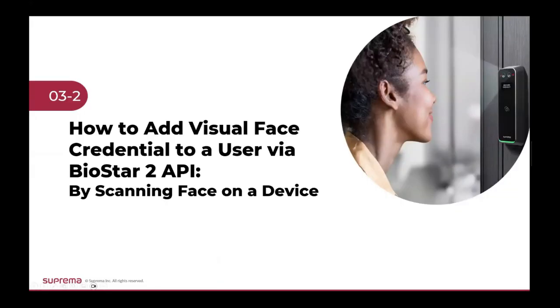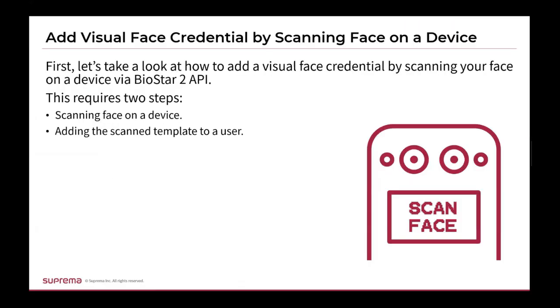So, I will show you how to add visual face credential to a user by scanning your face on a device. This method requires two steps. First, you need to scan your face on a Suprema device. Second, you need to add the scan template to a user. Let's go over each step.